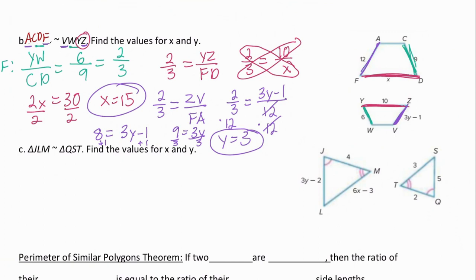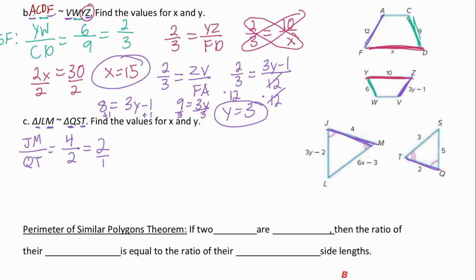Okay, so again, we're trying to find x and y. So we need to set up our proportionality. So we see JM here, and JM is going to correspond with QT, so JM is 4 and QT is 2. So this ratio is just going to be 2, or you can put 2 over 1. Those are the same thing. So we can say it either way. I'm going to leave it as 2 over 1 for right now, but when I solve, I can change that.